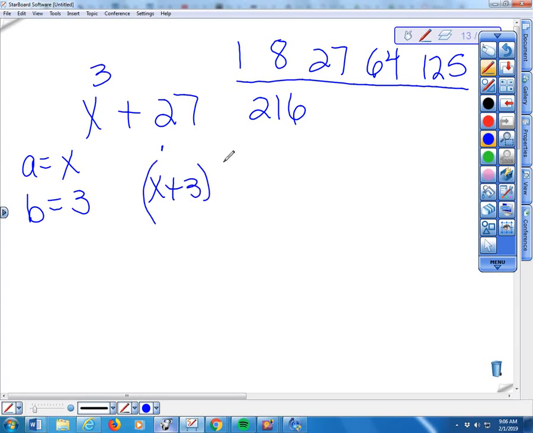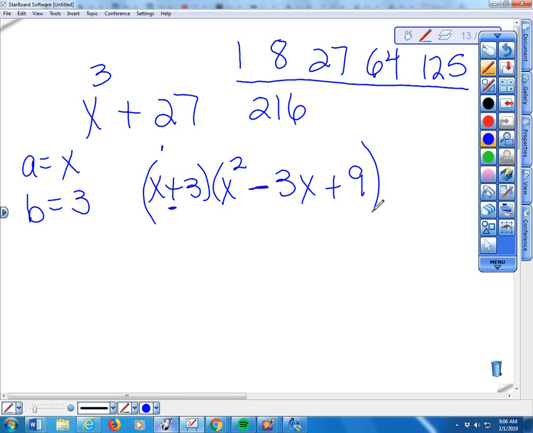A squared is x squared. This sign is always opposite this one. These 2 times each other. And then this one squared. That's how it factors. A cubed plus B cubed factors this way.